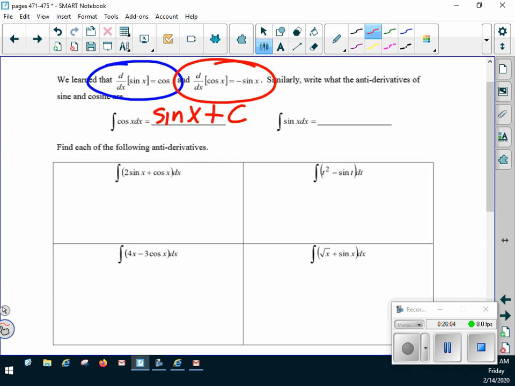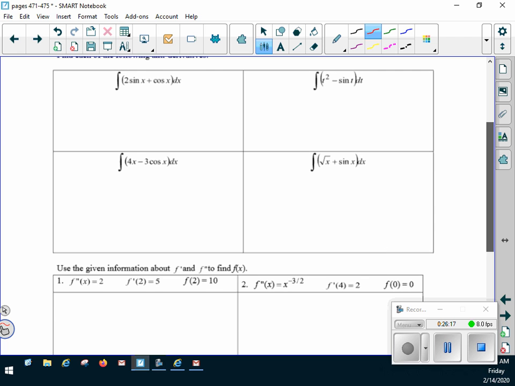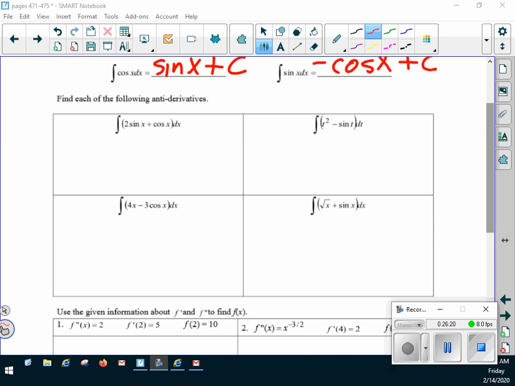What function has a derivative of sine x? There you go, negative cosine x plus c. You're doing great. All right, so let's do a few with a trig function.